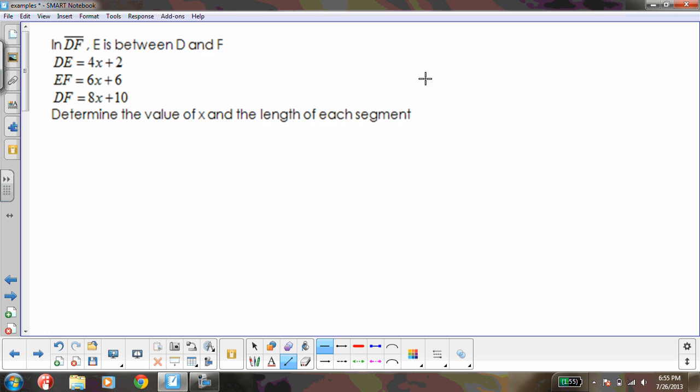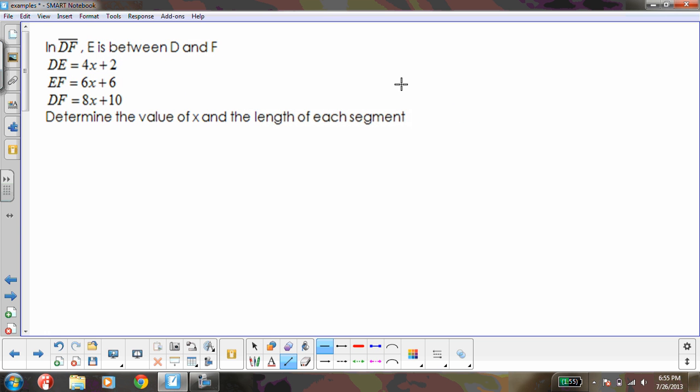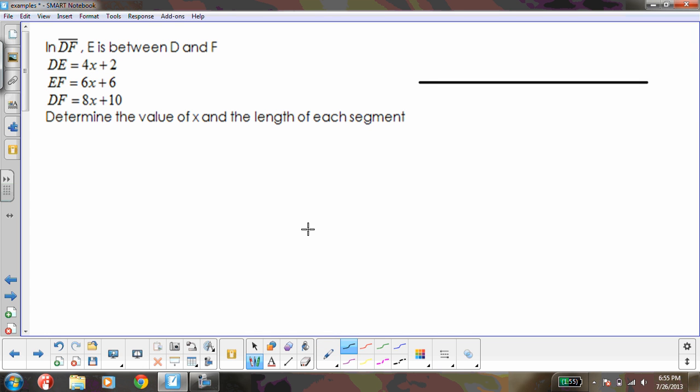Since we don't have a picture, that is our first step, to establish a picture and get a visual of what we're looking at. Here's my segment, and I will label it with the points. Since I know that it's segment DF, I know the endpoints are D and F. And it says that E is in between D and F. Now I can really put E wherever I want. It's okay if my picture isn't necessarily drawn to scale. This is just so I can understand the different measurements in the segment.